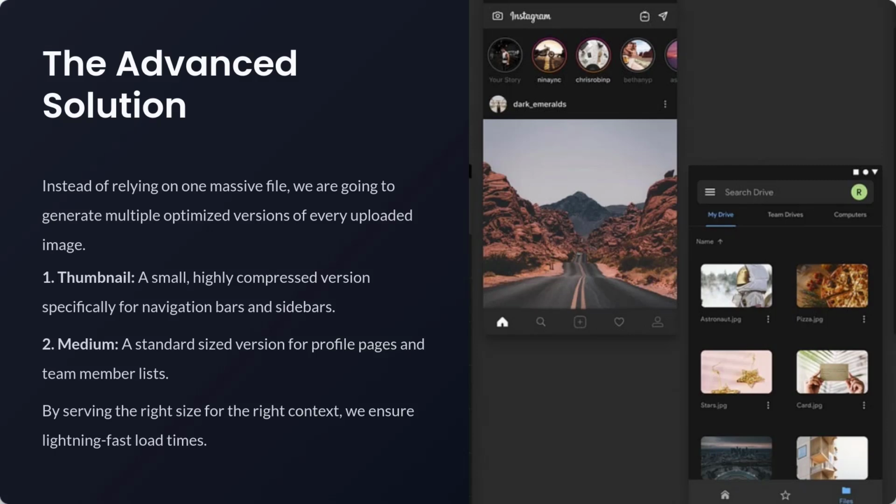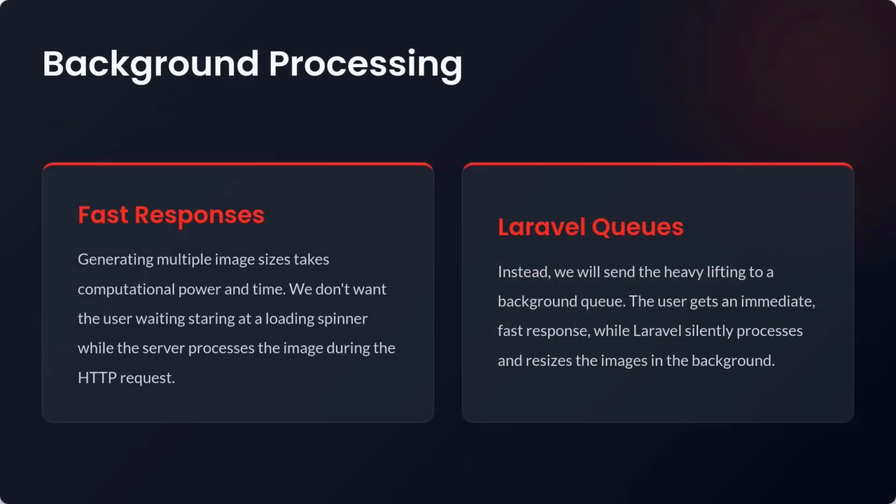So instead, we are going to generate multiple versions of every uploaded image. This way, we'll keep the original image, and then we will generate a small thumbnail for places like the navigation bar and sidebar. We will also generate a medium-sized version for profile pages, member lists, and other screens where the image appears larger. But those resized images won't be created during the upload request. Instead, we will send the work to a background queue. This way, the user gets a fast response while Laravel processes the image in the background.